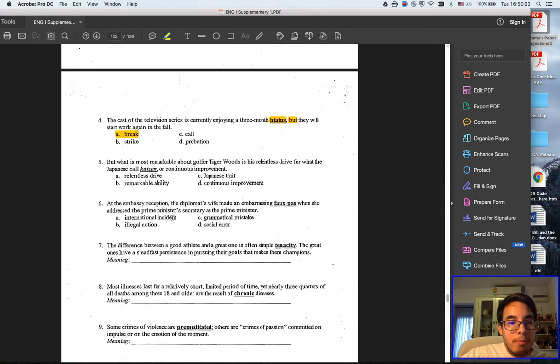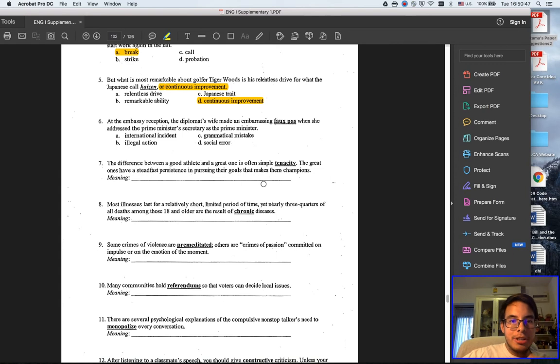Number 5, but what is most remarkable of golfer Tiger Woods is his relentless drive for what the Japanese call kaizen, or continuous improvement. This is really easy because you notice the or, which means that this word, continuous improvement, is the same definition as kaizen. So it's continuous improvement.